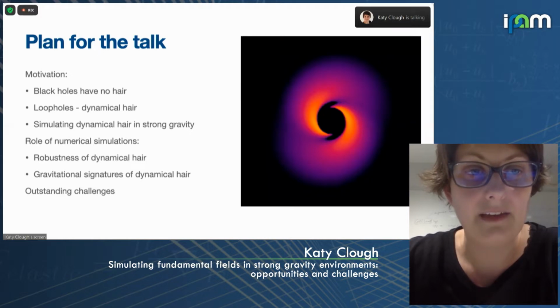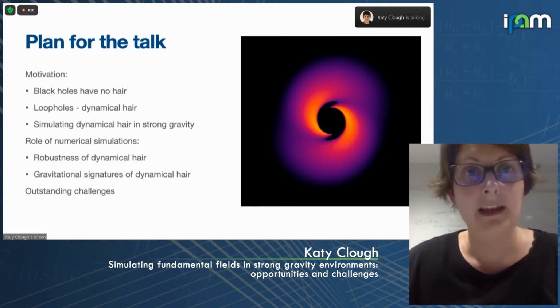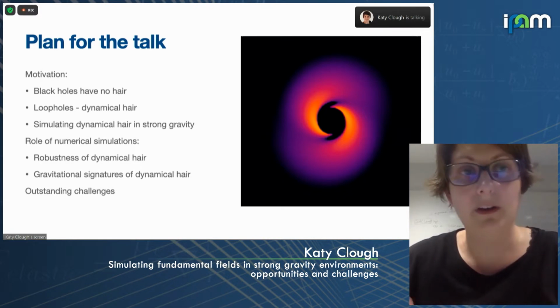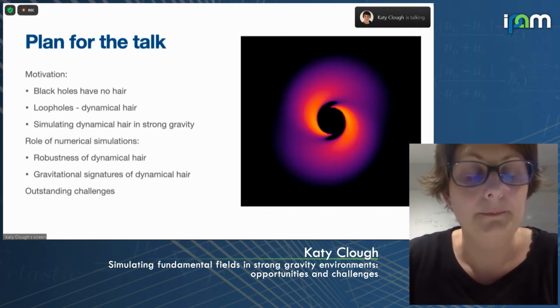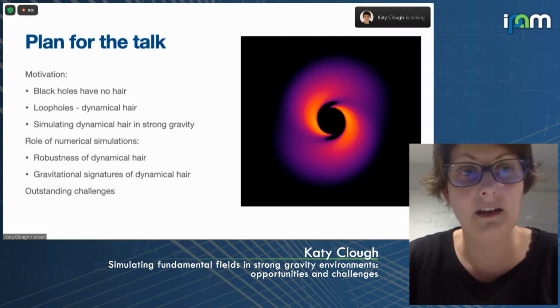And then I'll talk about the role of numerical simulations. When I say numerical simulations, I'm primarily talking about time domain evolutions of this kind of dynamical hair, where we start out with some initial conditions and we evolve them forward in time, and we ask the question, what happens next? These kinds of simulations can contribute in two key ways, I think.